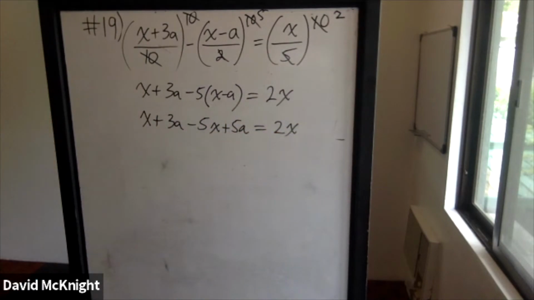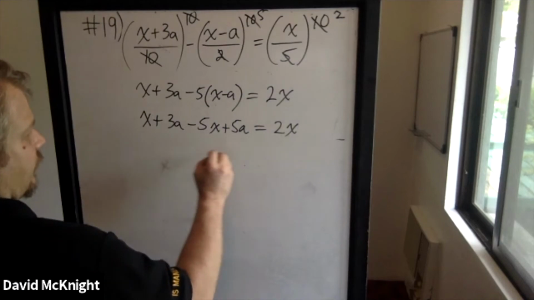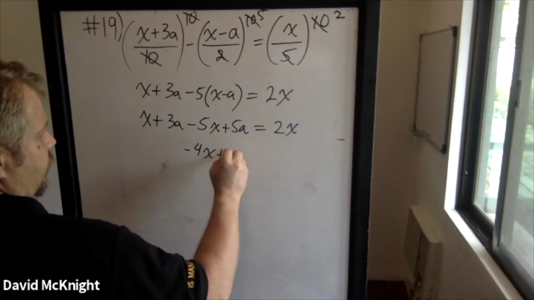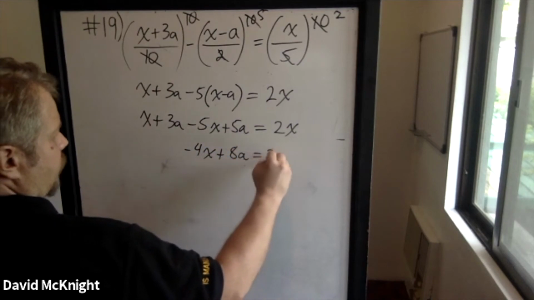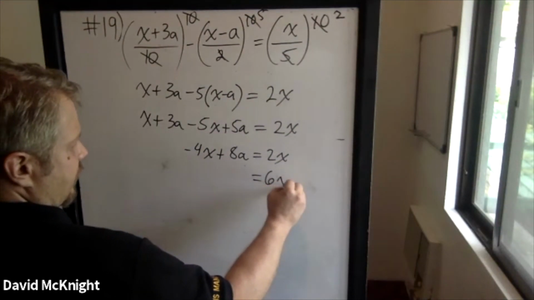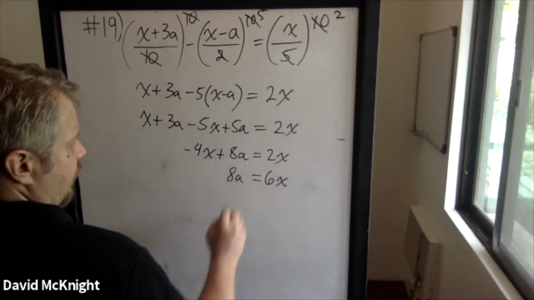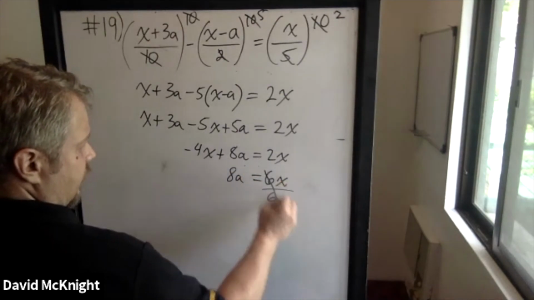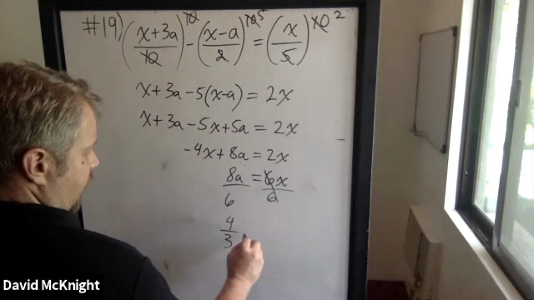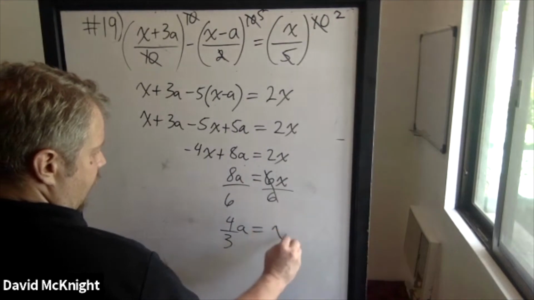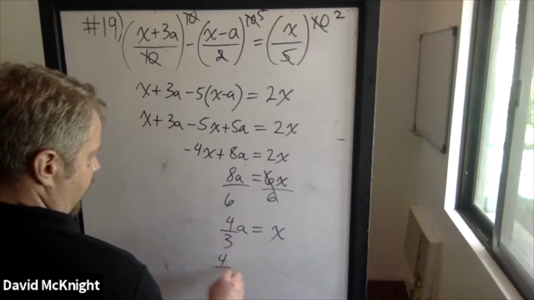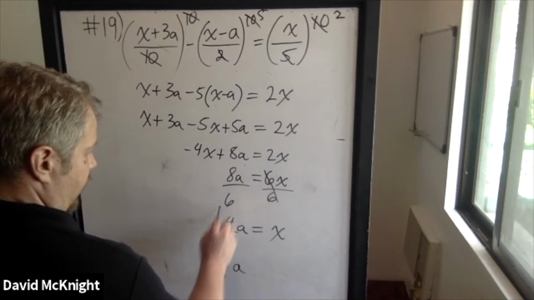And in like terms, we can simplify. So let's see, negative 4x plus 8a equals 2x. So over here we have 6x is equal to 8a. And so if we divide by 6, we should get 4 thirds. x is equal to 4a over 3, or we could say 4 thirds a.